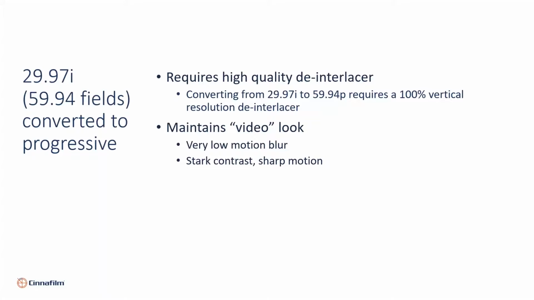So basically, you lose no resolution when you take those individual fields and turn them into progressive images. The good thing about doing this is it maintains a video look. There is no motion blur because you captured it at 5994 fields per second, or if you have some, it's very, very low. And the stark contrast and the sharp motion on each frame is fully maintained.